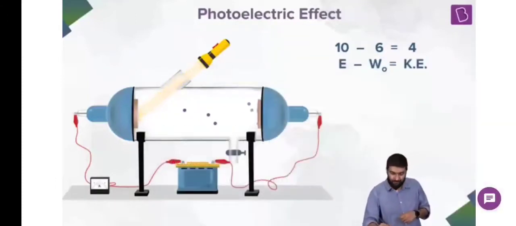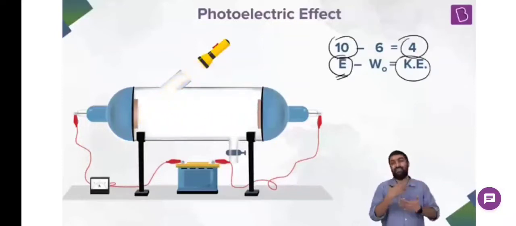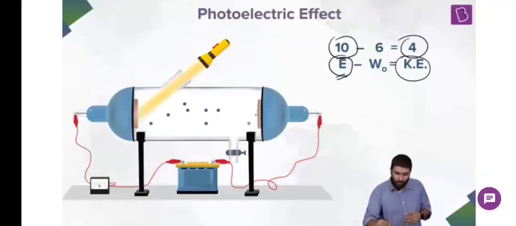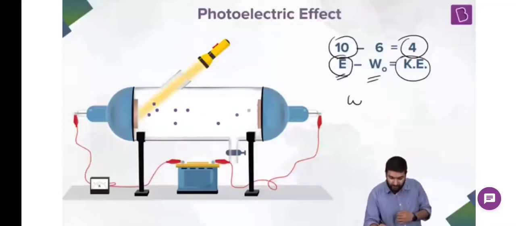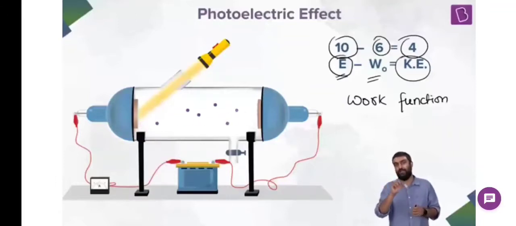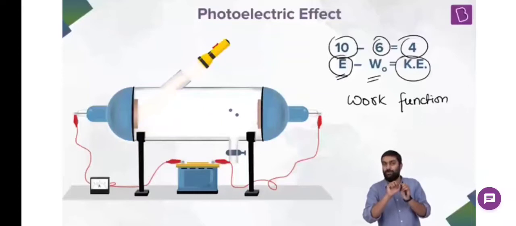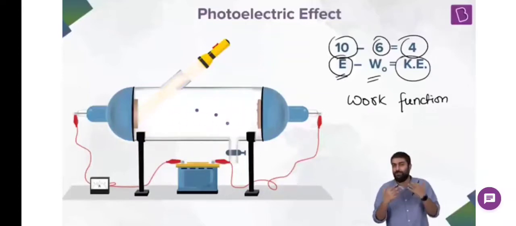So this was the energy provided, which is similar to 10. This is the kinetic energy of the electron once it gets out of the nuclear pull. But what is that W naught? This W naught here is called the work function. Remember what this 6 was? This 6 was the energy the electron needed to get out of the nuclear pull.